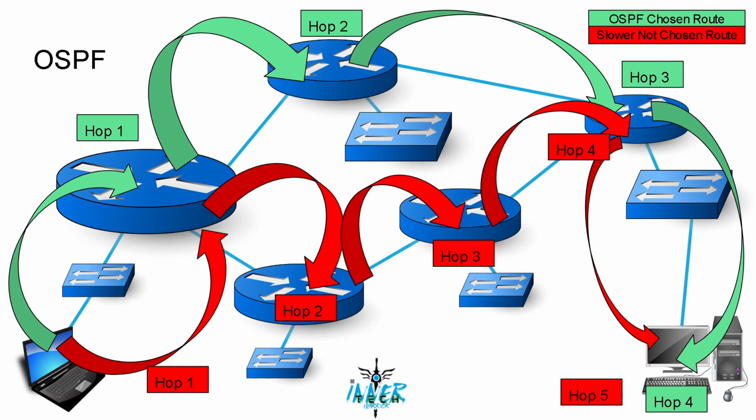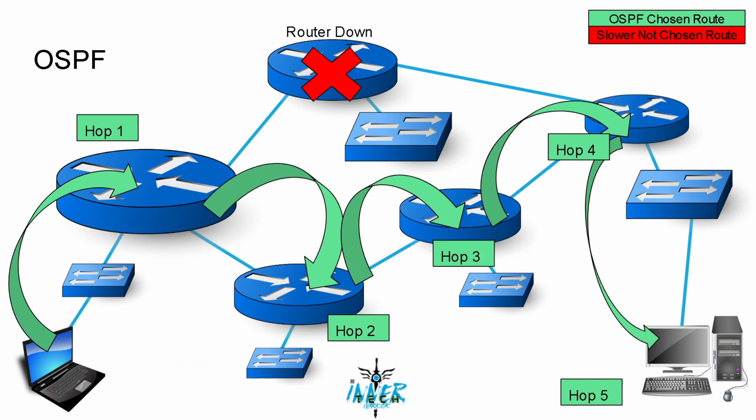You can tell the difference here with the green areas showing the path that OSPF would choose because it's the shortest path and the shortest amount of hops to the destination. The red path would be an alternate path that OSPF would not choose because it has more hops to get to the destination.